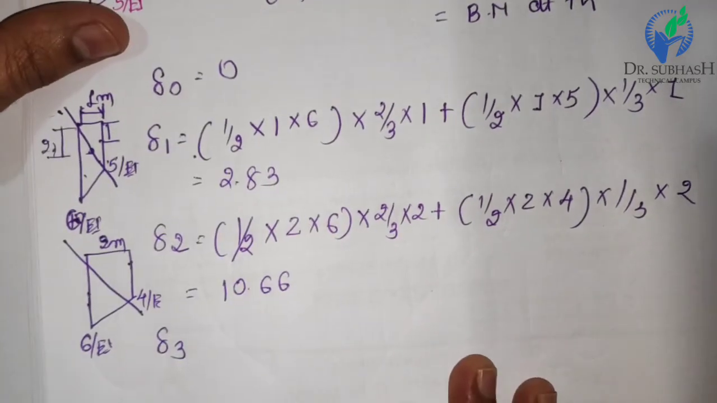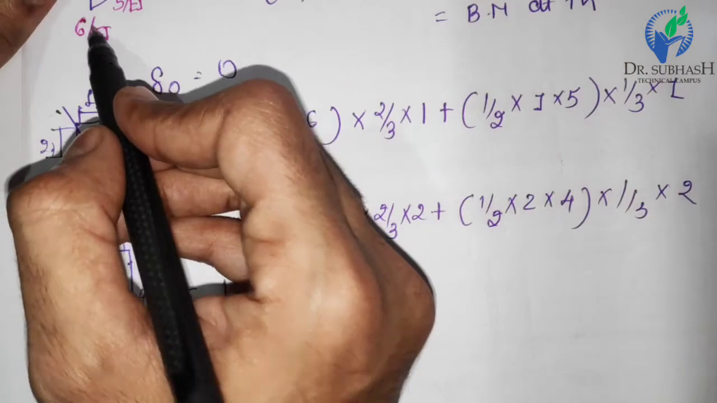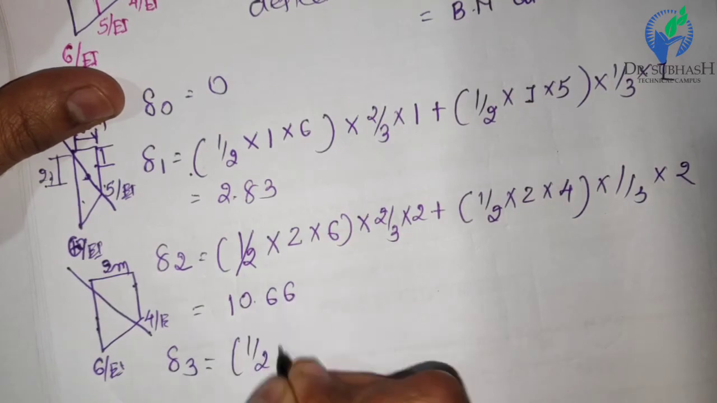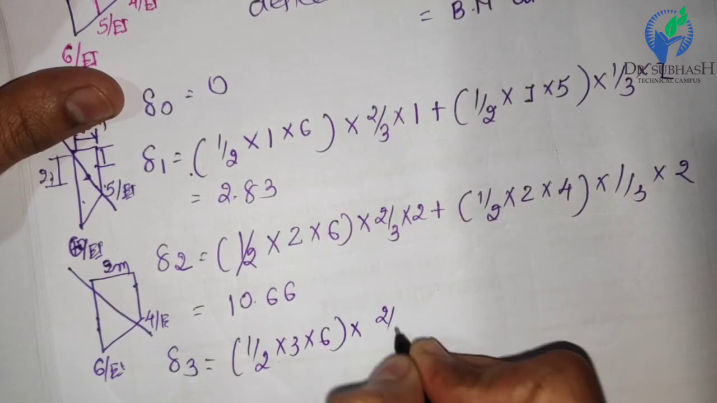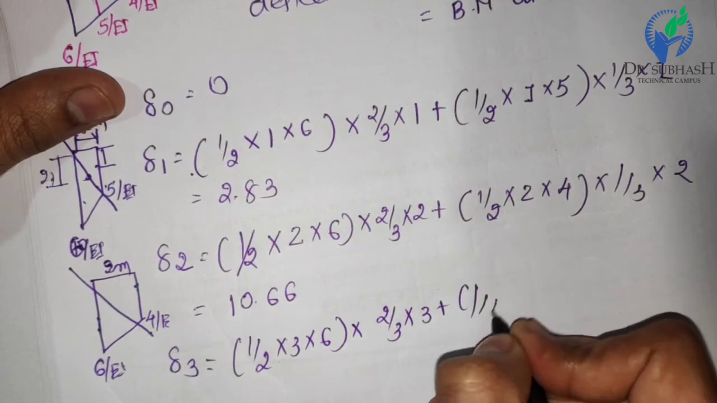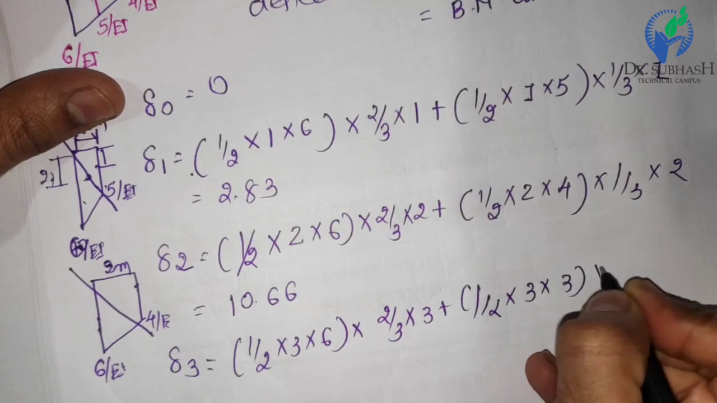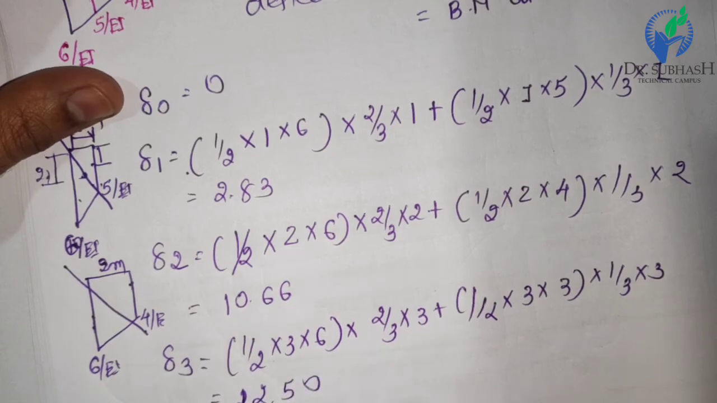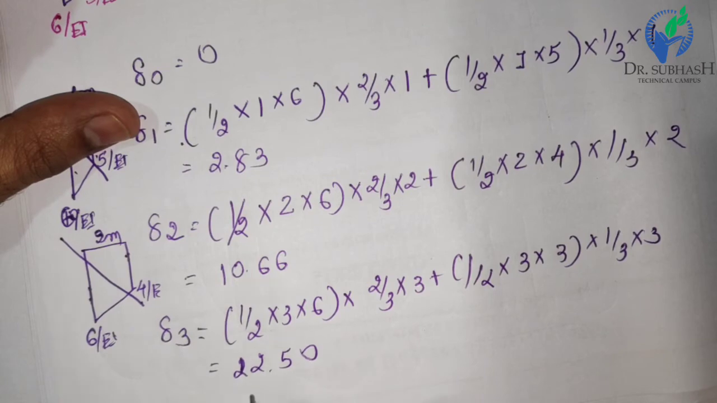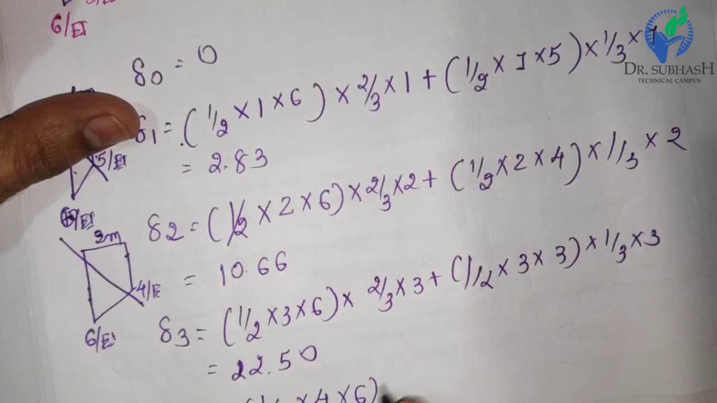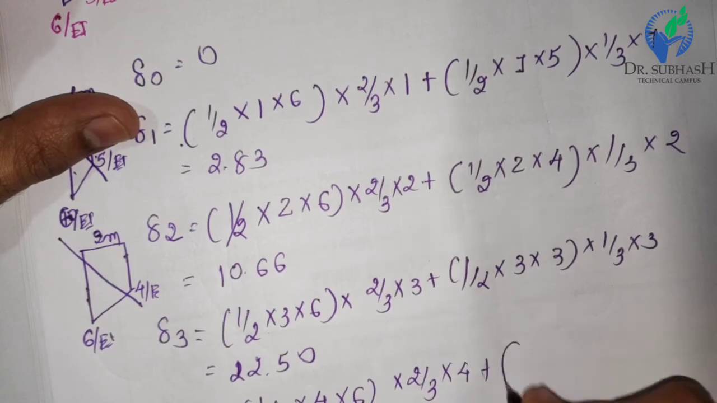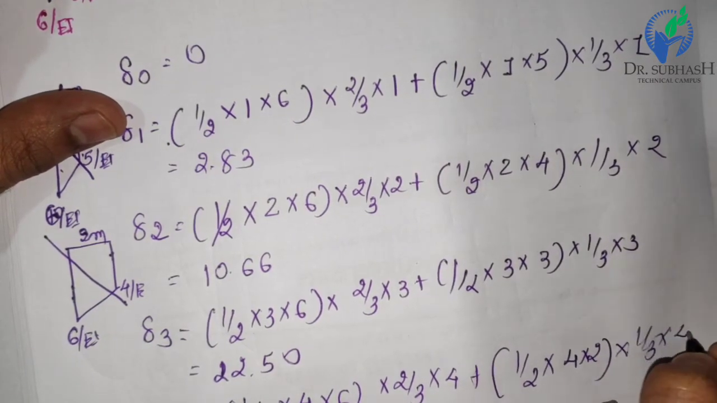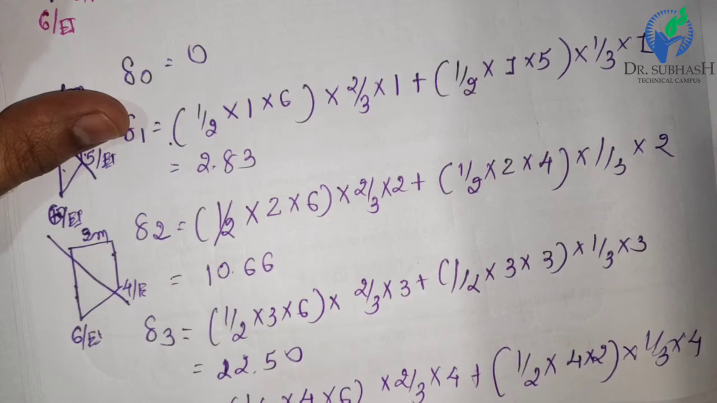Likewise delta 3. सो डेल्टा 3 के लिए कौन सा ट्राइंगल आएगा? 6 और 3 और उसका बेस रहेगा 3 मीटर. सो 1/2 3 into 6 2/3 into 3 प्लस 1/2 3 into 3 1/3 of 3. सो उसका आंसर आएगा 22.50. नेक्स्ट डेल्टा 4 है, उसका 1/2 4 into 6 2/3 of 4 प्लस 1/2 4 into 2 मल्टीप्लाई बाय 1/3 of 4. उसका आंसर आएगा 37.33.